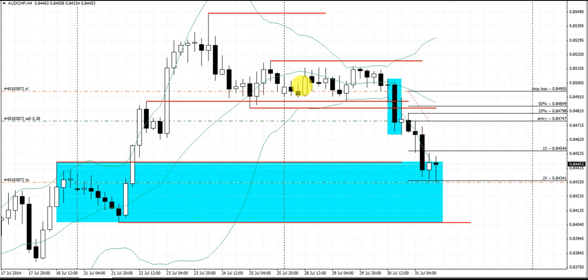Okay, so this support level is now tested 1, 2, 3, 4 times, and then it breaks, okay, with a large bodied candle. There's your break. The market then immediately attempts a move back into the range of where it was trading prior to the break and fails.